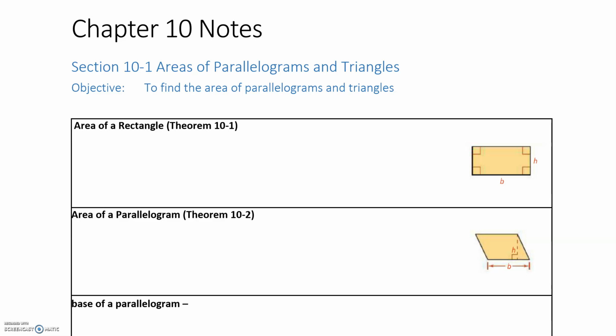Okay, so today we are starting chapter 10 notes. Chapter 10 is all about area. So the first thing we're going to start with is just the area of a rectangle. If we have a rectangle over here, our area is going to be our base times our height. So we're going to have our long side times our shorter side. That's all it is, okay?